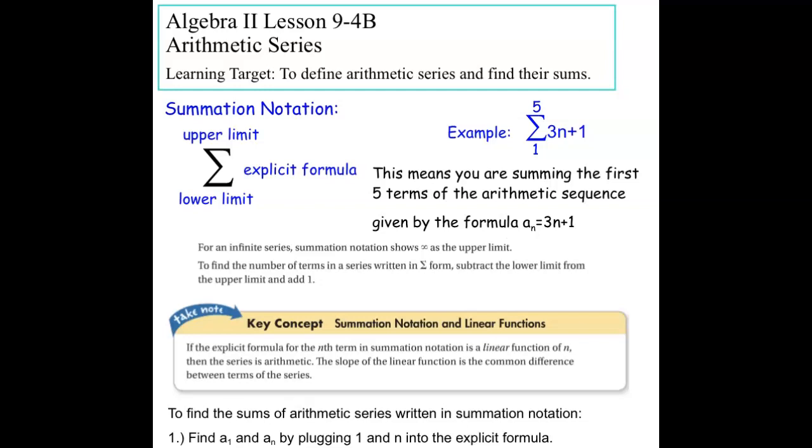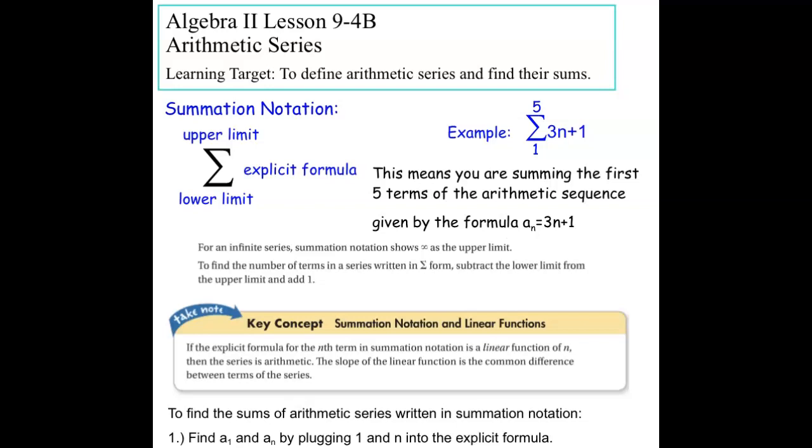Today we're going to look at the second half of section 9.4. We're still working with arithmetic series, and again our goal is to define them and to find their sums. The new thing today is we're going to look at something called summation notation. It's a way to show that we are adding up all of the numbers in a sequence without writing out all the numbers and putting all those little plus signs in.